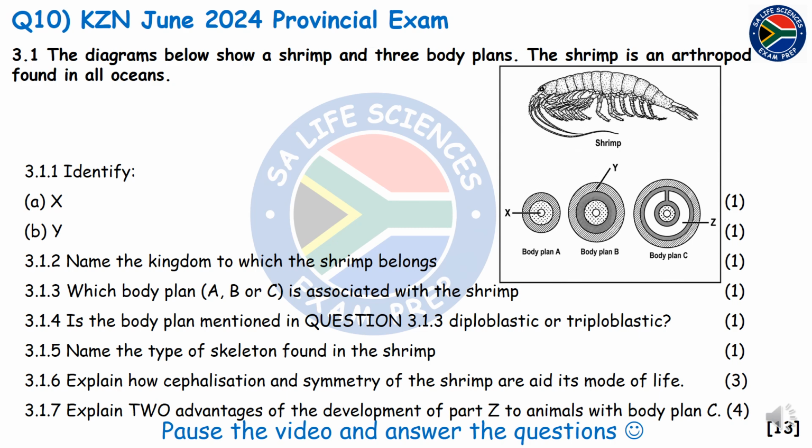So in body plan A, we see that there is a cavity that is marked by X. That cavity is the gut. And in body plan B, we see that there is an outer layer labeled. That is the ectoderm. In diagram C, we see that a cavity is labeled by Z. That is the coelom. I'd like you to pause the video and answer the questions. Thereafter, we'll go through the answers.